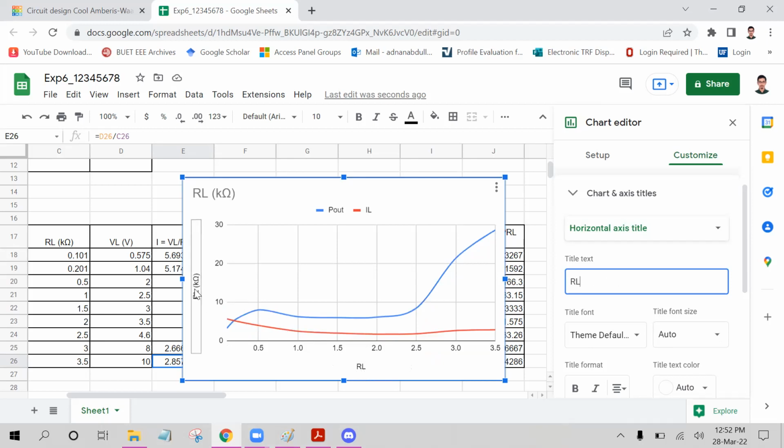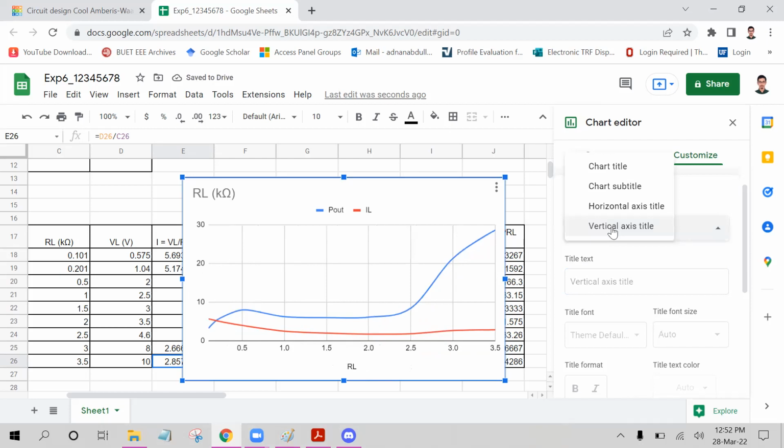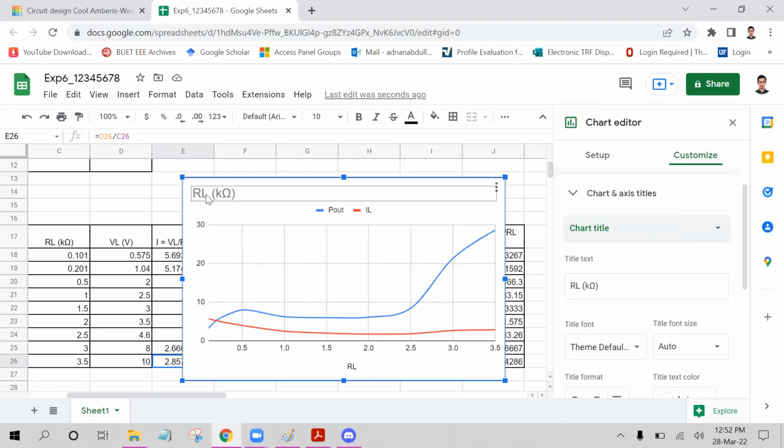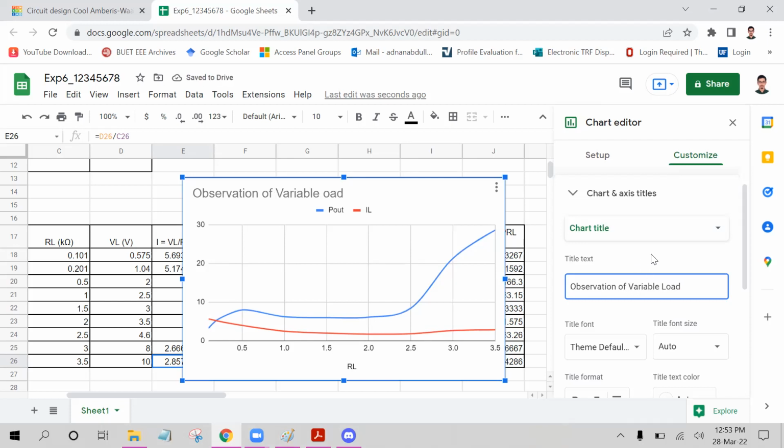And I think I should delete the y-axis title, because the y-axis is not RL. How can I do it? Go to vertical axis title and just delete the title. Additionally, you can also add a chart title. Chart title is this one here. What can we call this chart? Observation of variable load, something like that. You can change the chart title as you wish.